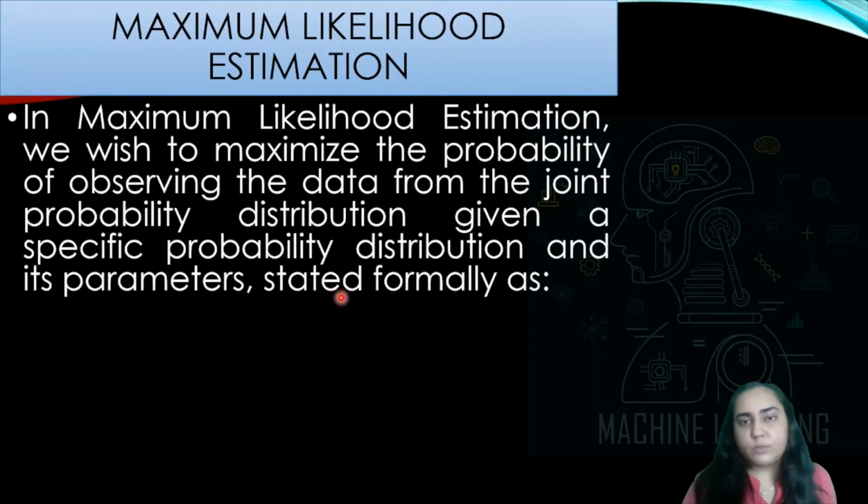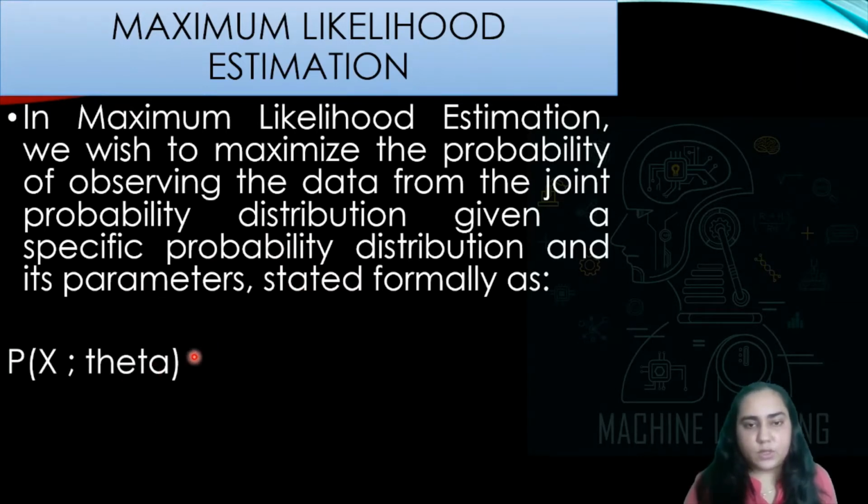So in maximum likelihood estimation, we wish to maximize the probability of observing the data from the joint probability distribution given a specific probability distribution and its parameters. So what we want is we want to maximize the probability of observing the data. And what is used here is the joint probability distribution for any specific distribution. And we'll see in a minute what that looks like.